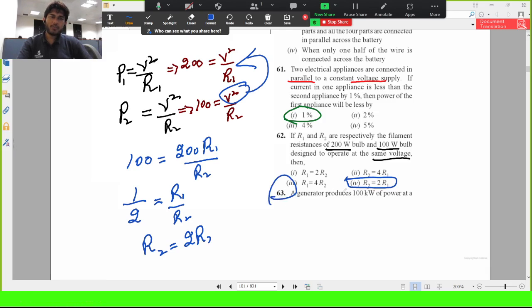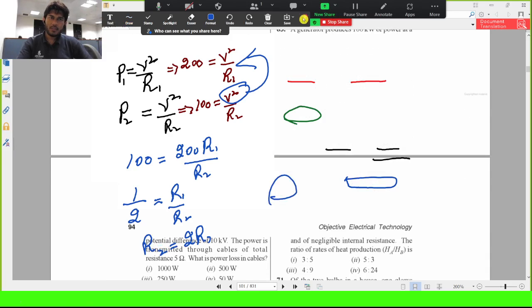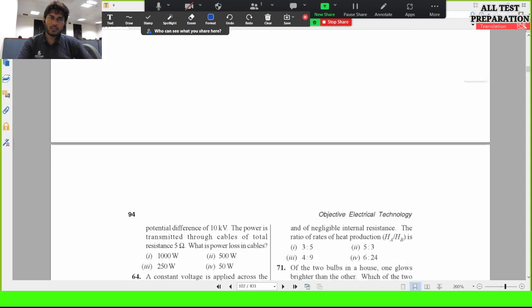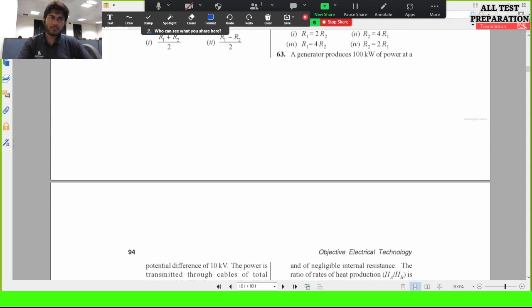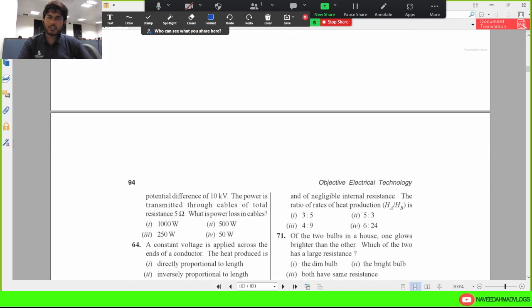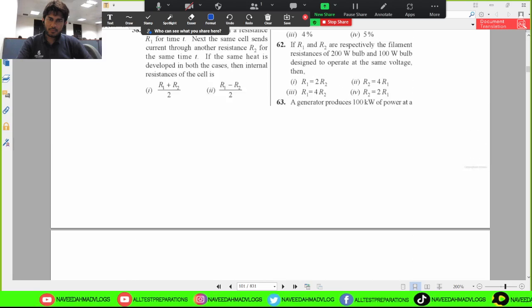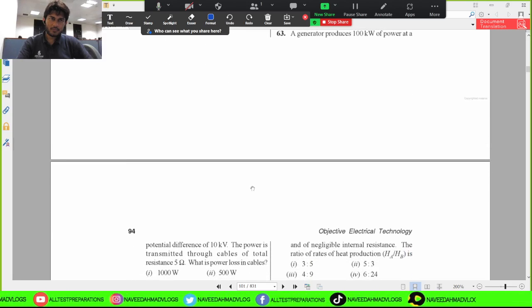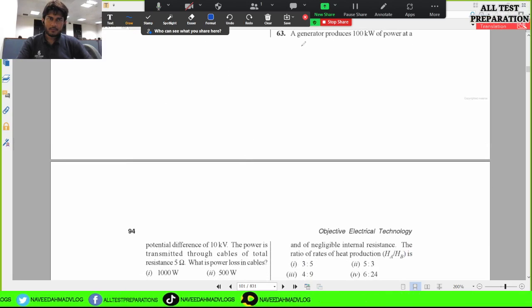A generator is given to us, and it produces 100 kilowatt of power at a potential difference of 10 kilowatt. The power is transmitted through a cable of total resistance 5 ohm. What is the power loss in the cable? Okay, so the potential difference is given to us, and this is the output power.